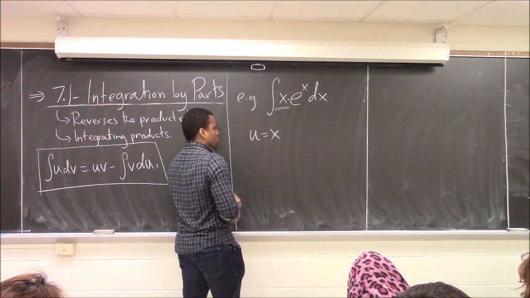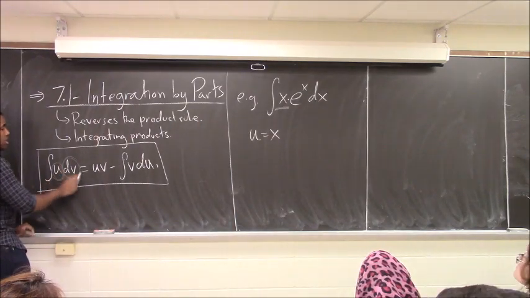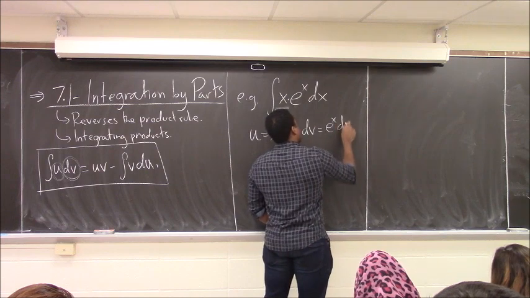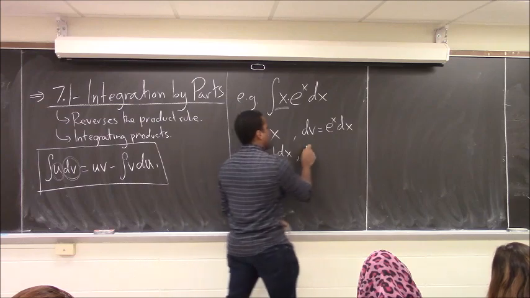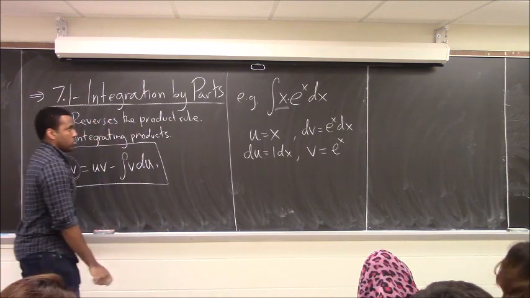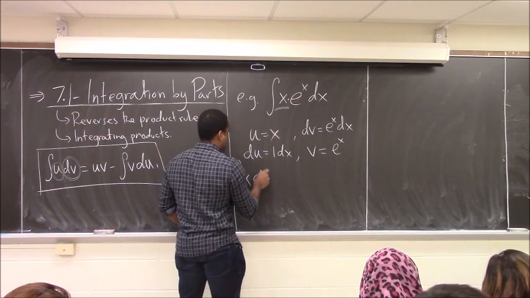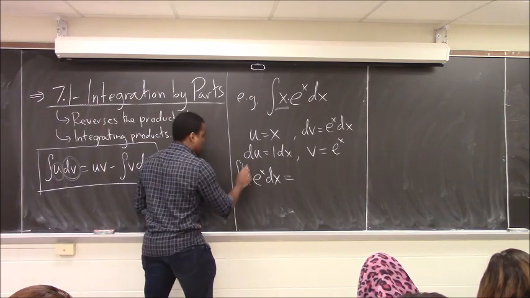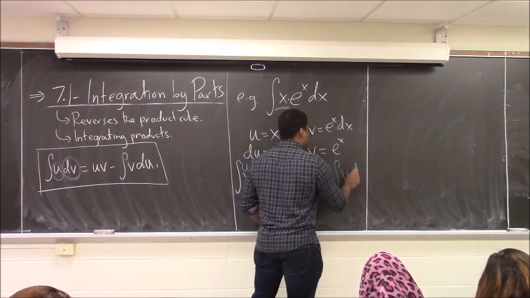So I would choose the u, right? So here I'm picking the u, which means that the dv is the e to the x dx. So I can find the du, this is just 1 dx, and I can find the v, which is the integral of that, well that's just e to the x. And so now I'm just going to plug into that formula. So here, remember, I'm thinking of this as u and that as dv. The result should be u times v minus the integral of v du.